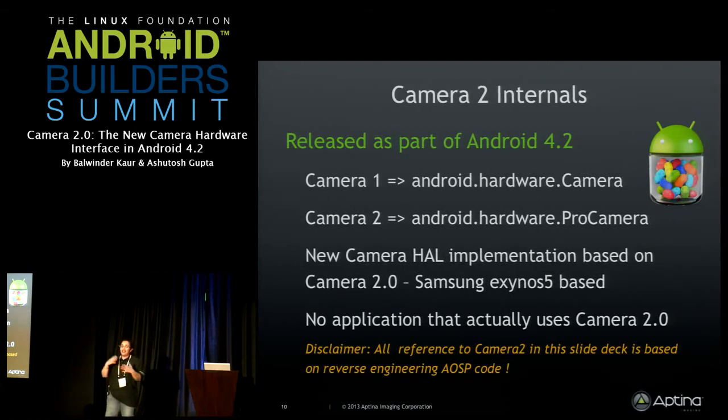When I first started, when 4.2 got released and I started looking at it, I saw all these references to Camera 2. There was a Camera 2.h. There were a lot of classes. And then I started wondering which application was using it. But it turns out there is no application that is using these features as of now, not even the closed source Photosphere, the Google app that was released with 4.2. The HAL implementation that was open source was the Samsung Exynos 5 based, and we'll talk about it later during the talk. And this reference to android.hardware.procamera actually came from one of the comments there, which indicated that that's what they're trying to do with Camera 2, which is provide very fine-grained control.